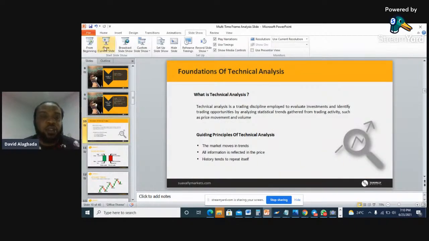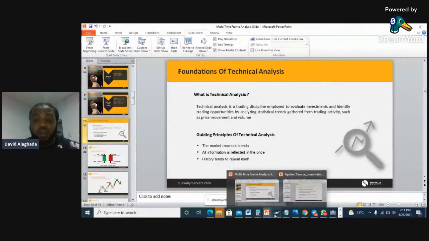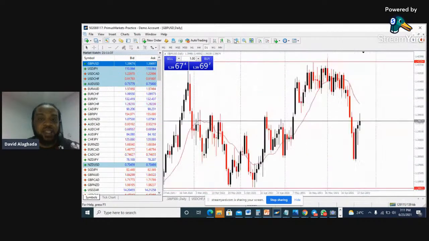Now, when we look at technical analysis, the very foundation of it, this is a definition I got from investing.com, and it's pretty useful. Technical analysis is a trading discipline employed to evaluate investments and identify trading opportunities by analyzing, and this is what's most important, statistical trends gathered from trading activity, such as price movement and volume. It's a very comprehensive definition, but technical analysis basically means you're looking at price charts like this. The price charts contain a lot of data: the data of price plotted against time.